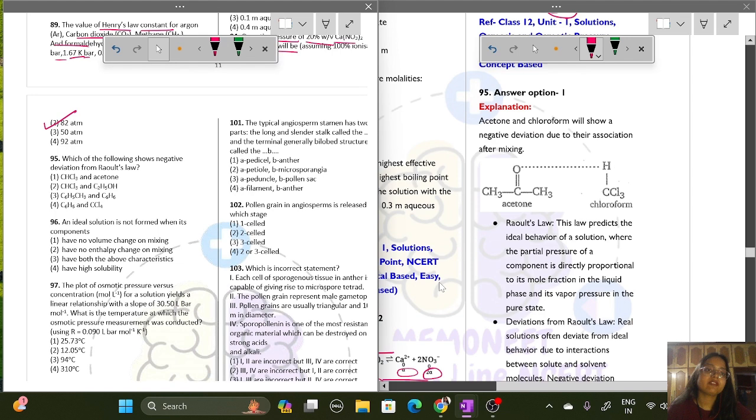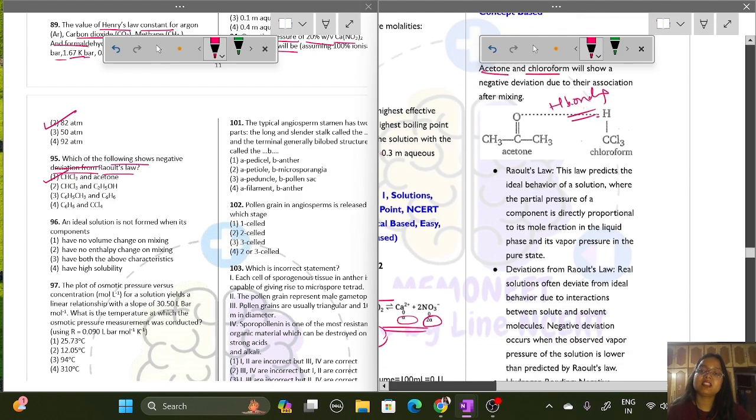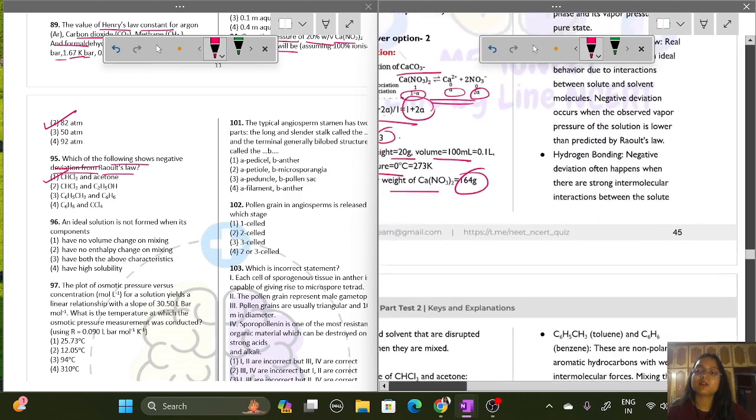Okay. Question number 95 says which of the following shows negative deviation from Raoult's law? Negative deviation from Raoult's law. So we were reading about the positive deviation till now. Okay. So negative deviation is shown by acetone and chloroform. Why? Because there is hydrogen bonding formed between these two. Okay, hydrogen bonding, what will it do? It will decrease the vapour pressure value from Raoult's law.